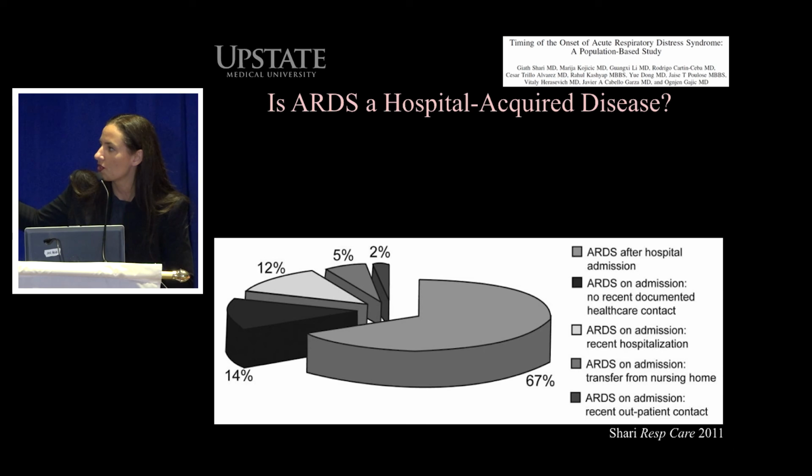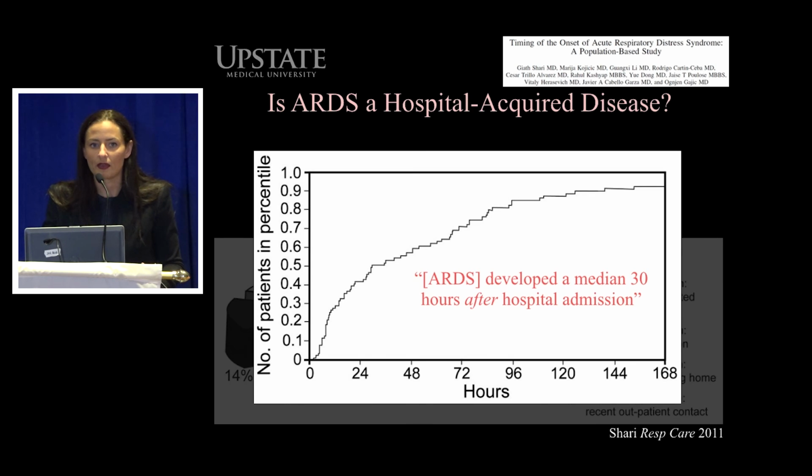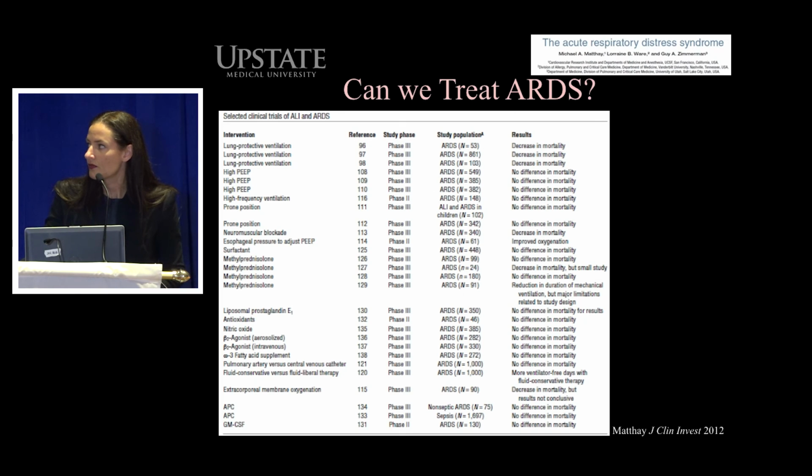So they found that a certain proportion of patients had ARDS on admission, a certain portion had ARDS on admission and had a recent hospitalization, certain ones were transferred from a nursing home, and some had a recent outpatient contact. The most important thing is that 67% of those patients developed acute respiratory distress syndrome after hospital admission. And if you look at the number of hours it took for them to develop acute respiratory distress syndrome, on average, the median of them developed ARDS at about 30 hours. Again, supporting the fact that what we're doing with our mechanical ventilator, if we're setting it injuriously, we could ultimately be harming our patients. So then this begs the question of, can we treat acute respiratory distress syndrome?